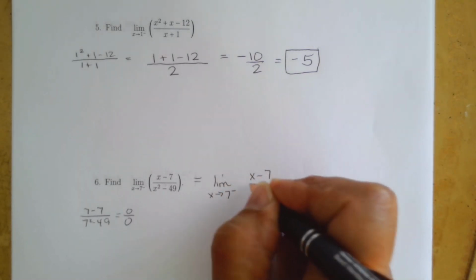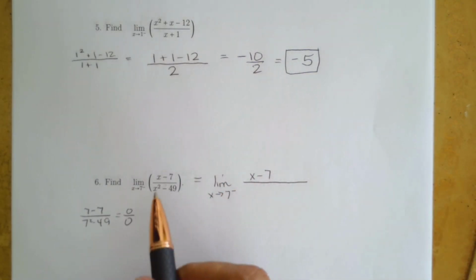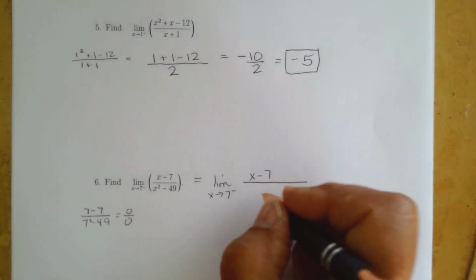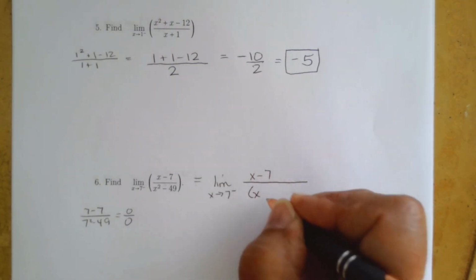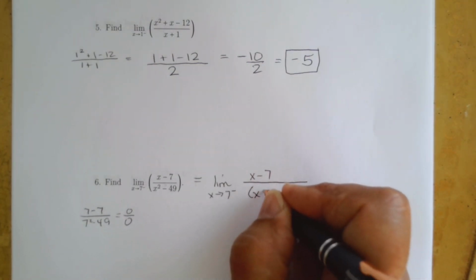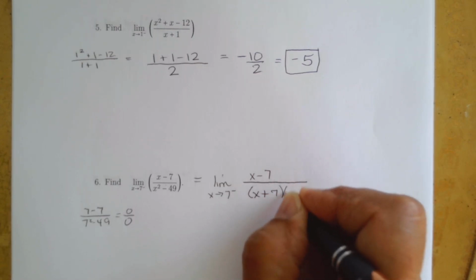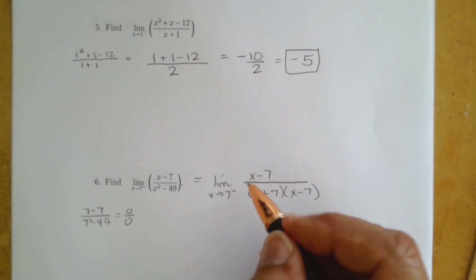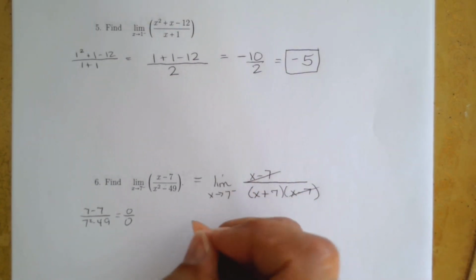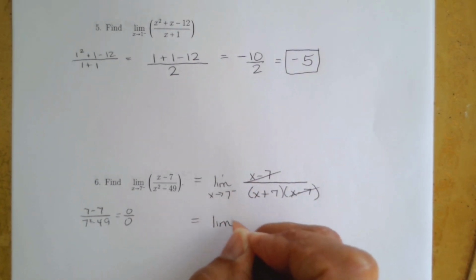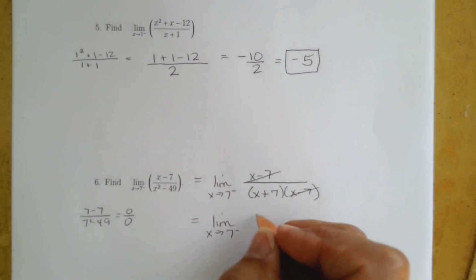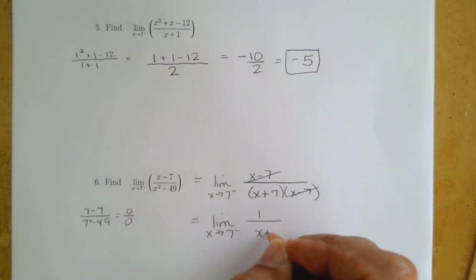X minus 7 at the top, I can't do anything with that. But the bottom is the difference of squares. Square root of the first, square root of the second. One gets a plus, one gets a minus. So the square root of 49 is 7. So x plus 7, x minus 7. All right, so now I can see I'm going to cancel the x minus 7's. So that leaves me with the problem. The limit as x approaches 7 from the left of 1 over x plus 7.